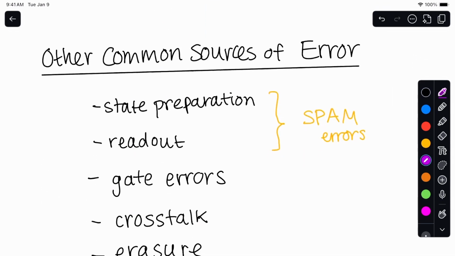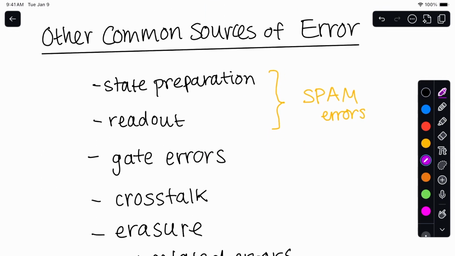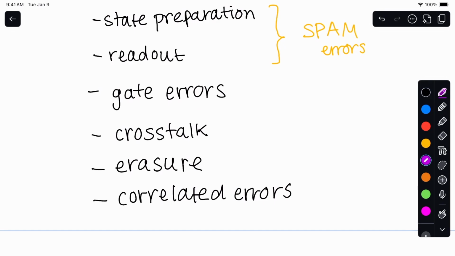There are other common sources of error beyond decoherence. So one would be in state preparation or readout. And these are together usually called SPAM errors, state preparation and measurement. There's also gate errors. So your gate is supposed to do a perfect 180-degree rotation, but it does a 181-degree rotation, something like that. There's also crosstalk. So you're trying to control one qubit and you actually impact the state of another qubit.